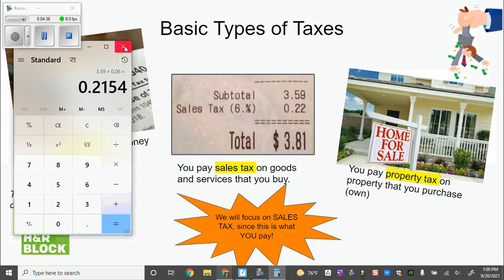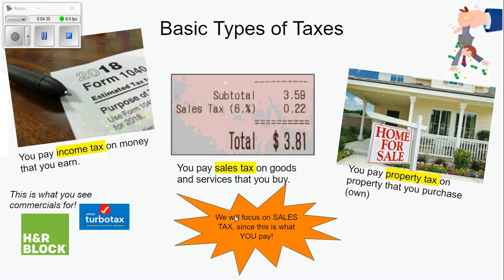So you might remember from our last class, we did some subtracting because of discounts, but here we're actually adding in taxes. And now for the last one, property tax, a lot of people who either own their own home or have their own car, they pay something called property tax. And again, that's not you guys, since you don't own any property.